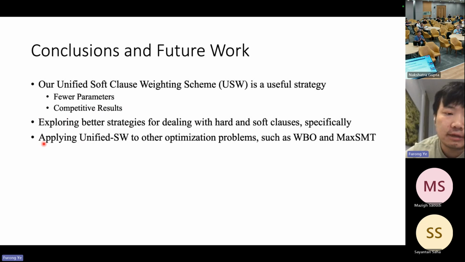And also, we would like to apply this weighting scheme to other optimization problems, such as WBO and MaxSMT, in which domains they also apply similar local search methods. So that's my talk. Thanks. Thank you.